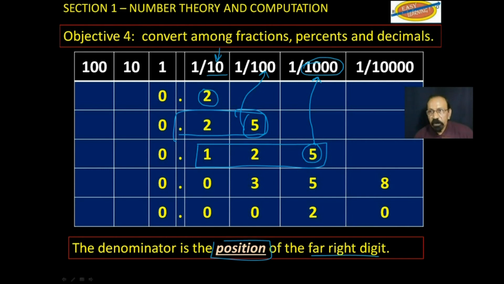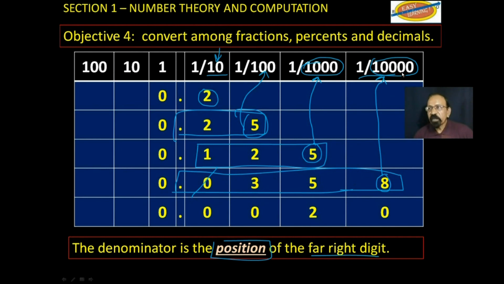And by the same reasoning, this 8 is in the 10,000th position, so that if you want to express 0.0358, which is a decimal, as a fraction, then it will be 0.0358 over 10,000. In this case, you could actually leave out that 0. So it will be 358 over same 10,000.